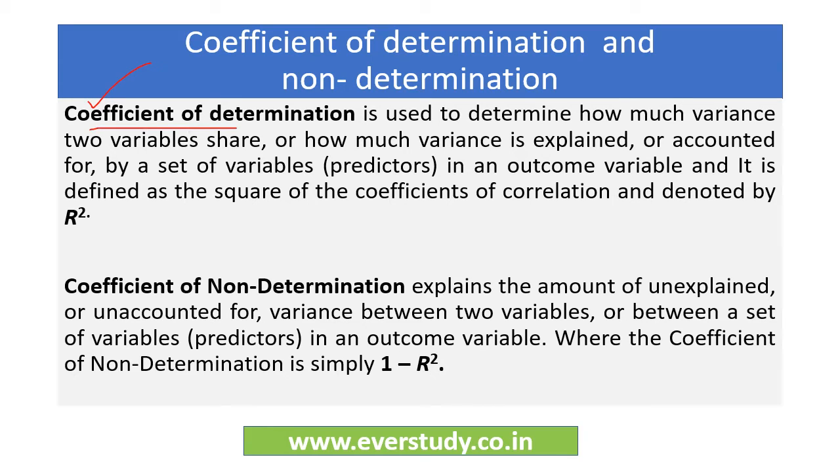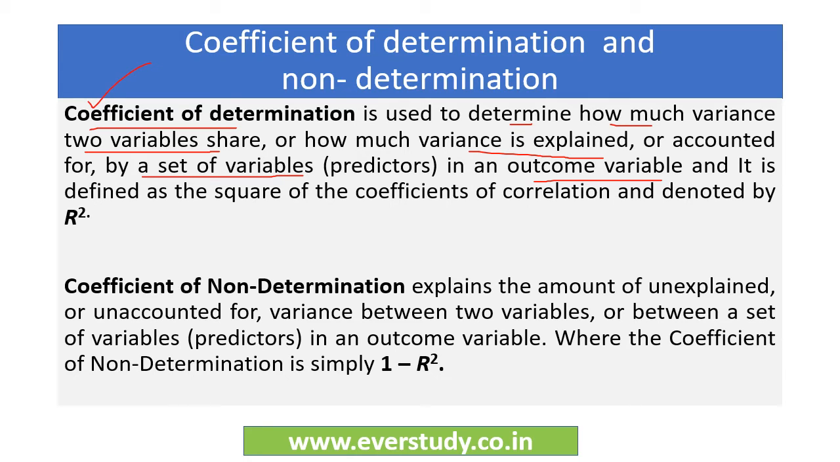Now the concept of the coefficient of determination is used for interpreting the correlation coefficient, and it is also used to compare two or more correlation coefficients by determining how much variance the two variables share, or how much variance is explained or accounted for by a set of variables in an outcome variable. It means that the coefficient of determination explains the percentage variation in the dependent variable, say y, that can be explained in terms of the independent variable, say x.